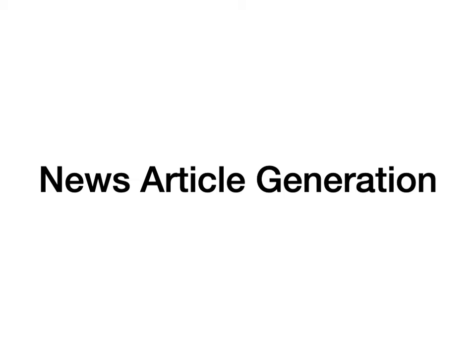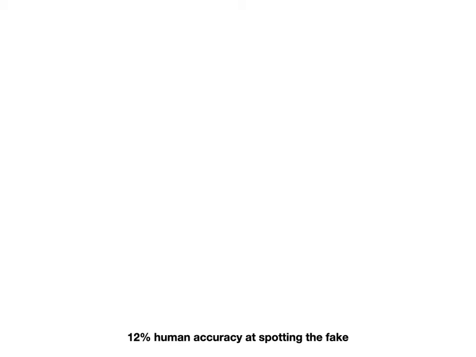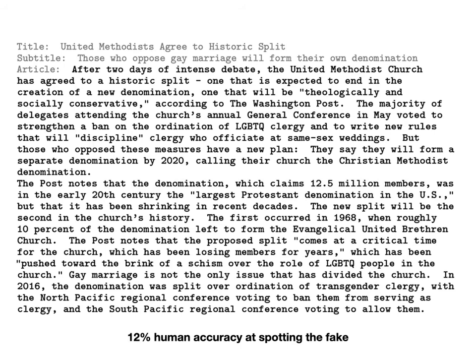It's able to do some really powerful news article generation that's a little bit scary, actually. So here was the prompt to this one. This was the most confused article in this study. You gave the system the title, United Methodists agree to historic split, subtitle, those who oppose gay marriage will form their own denomination, article: nothing. All the bold text is what the system generated thereafter. Humans had a hard time spotting this as a fake. It's doing a good job. It's mirroring the kinds of things you see in actual article writing.